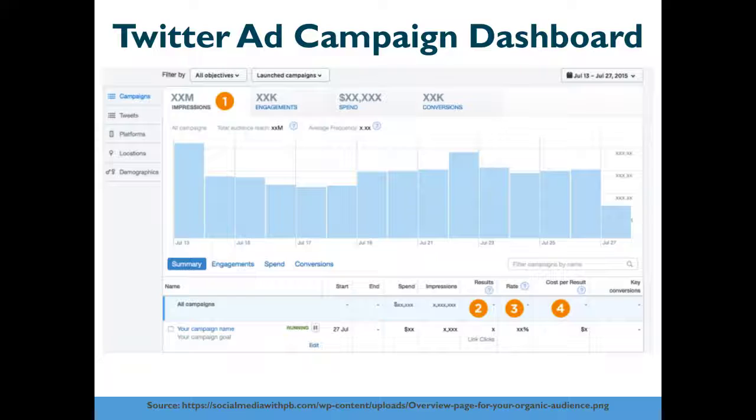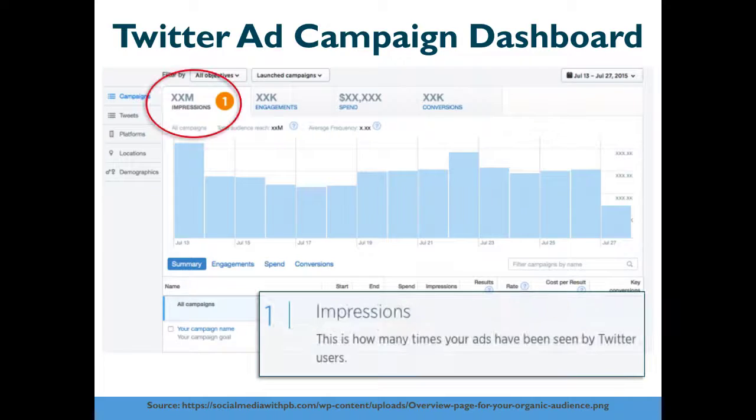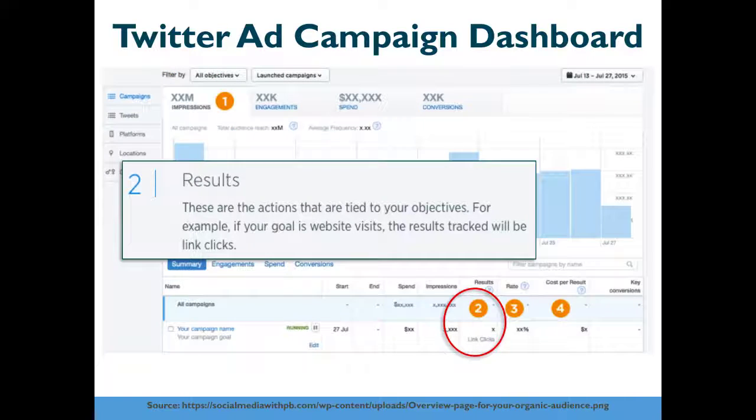Here's what a Twitter ad campaign dashboard looks like. So let's take a look at some of the individual components of this dashboard. First, in the red circle there, you can see the number of impressions. That's how many times your ad has actually been seen by a Twitter user. Then number 2, down here in the bottom right, in the red circle, these show the actions that are tied to your objective. So if your goal was to get people to visit your website, that's where that result would be tracked.